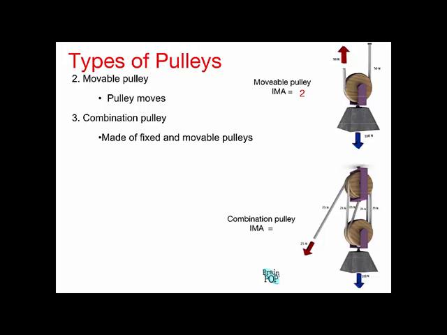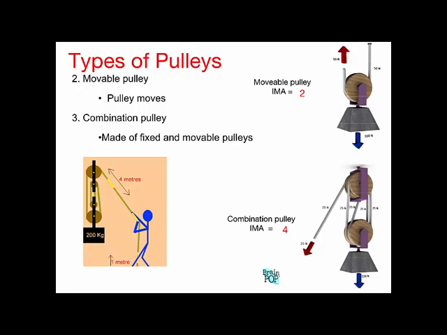Then we have this. This is a combination pulley. It has a fixed pulley on the top that's attached to something, and a movable pulley on the bottom. This one over here, and this one, and this one are all combination pulleys. Look at this one. What would its ideal mechanical advantage be? 4. 1, 2, 3, 4. Each part of that rope is supporting the weight. This would allow us to lift with a force of 25 newtons.